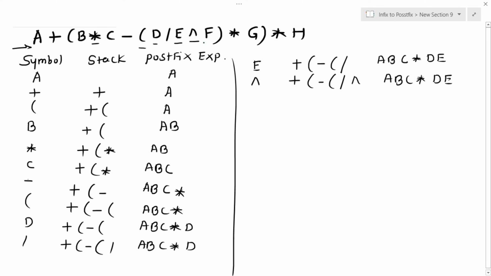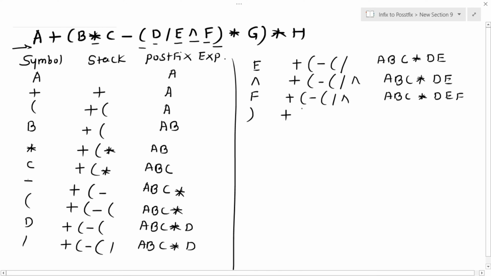The next symbol we are going to scan is F. F is an operand, so it goes into the expression: DEF. The stack is as it is. Now we have a right parenthesis. So right parenthesis here in our stack, plus, left parenthesis, minus, left parenthesis, division, exponential, and right parenthesis. And the expression is ABC multiplication DEF.